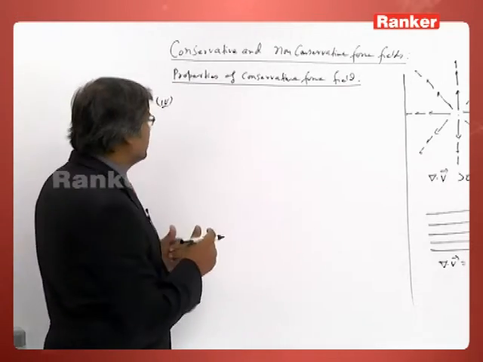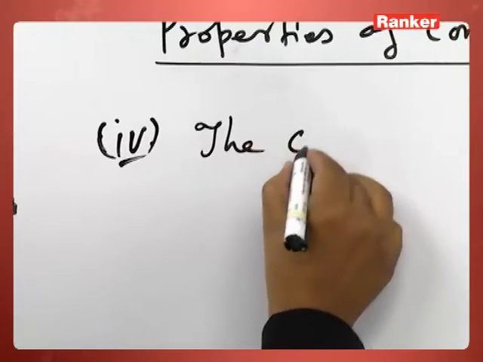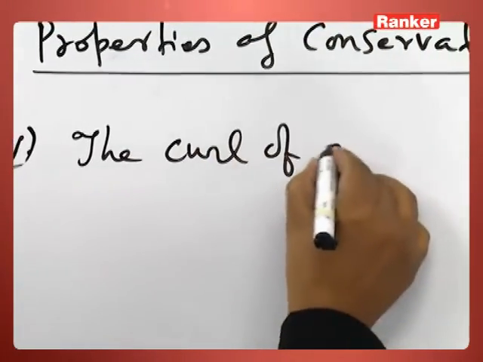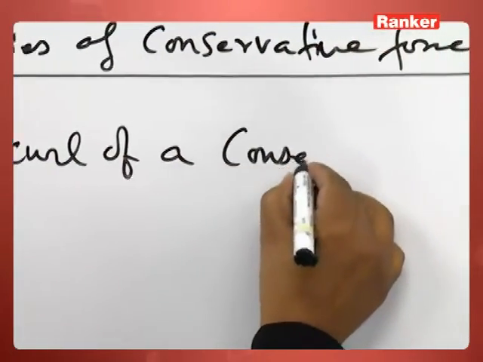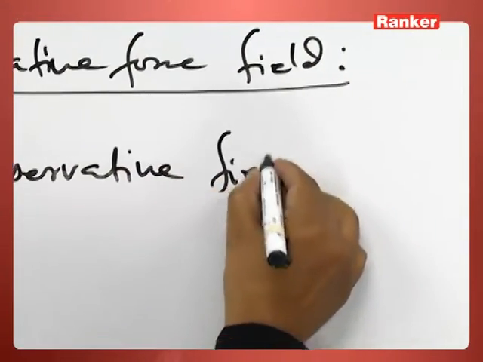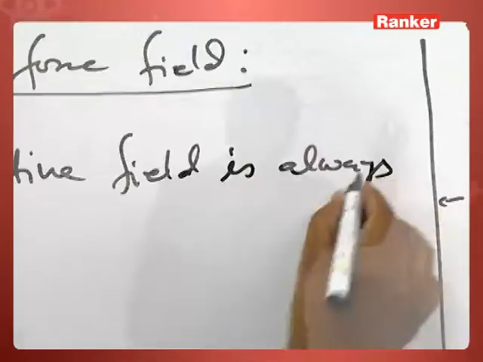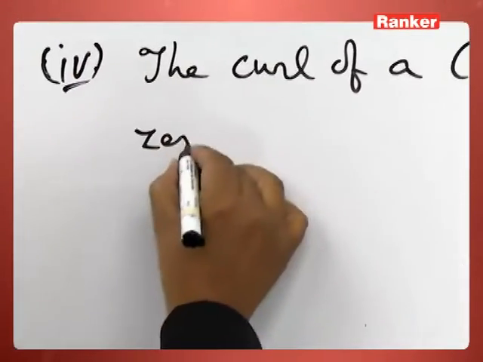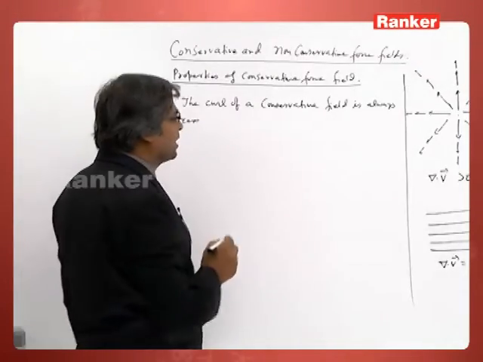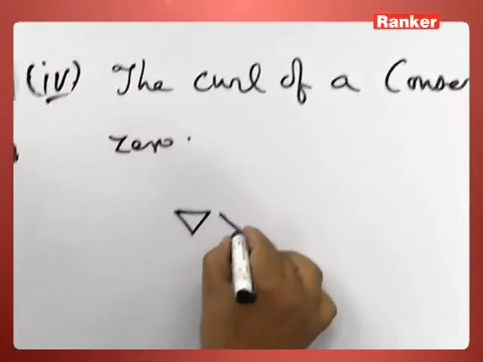How can we do that? So let us see. The curl of a conservative field is always 0. It is the curl which will decide whether the field is conservative or not. So let us see what curl is.